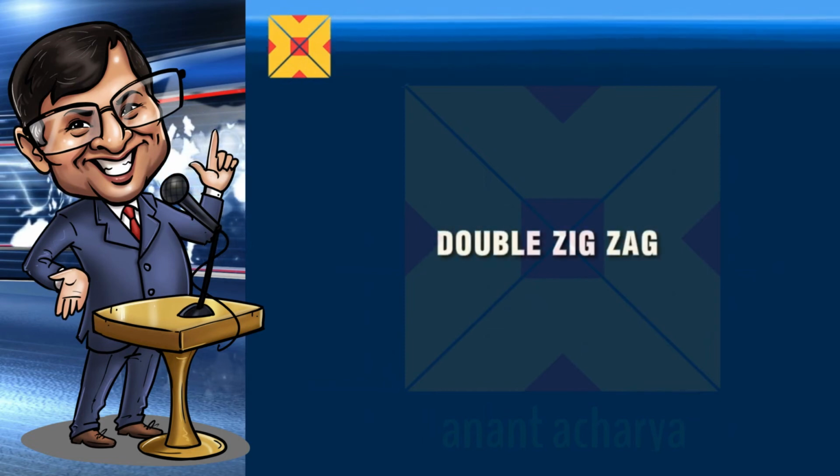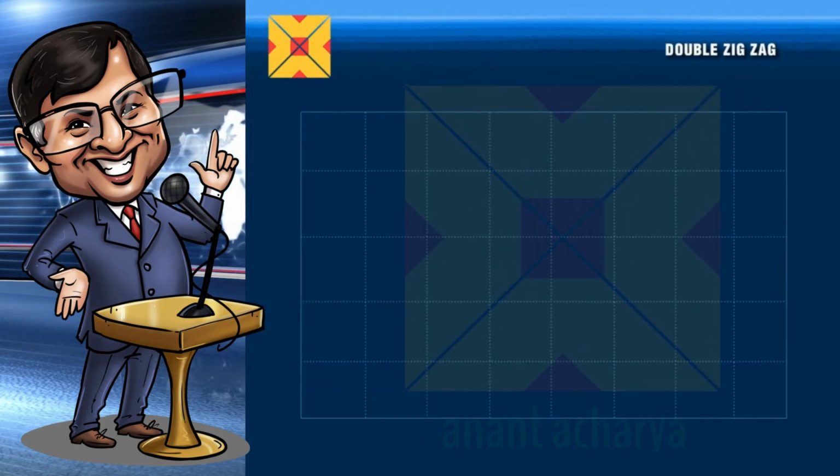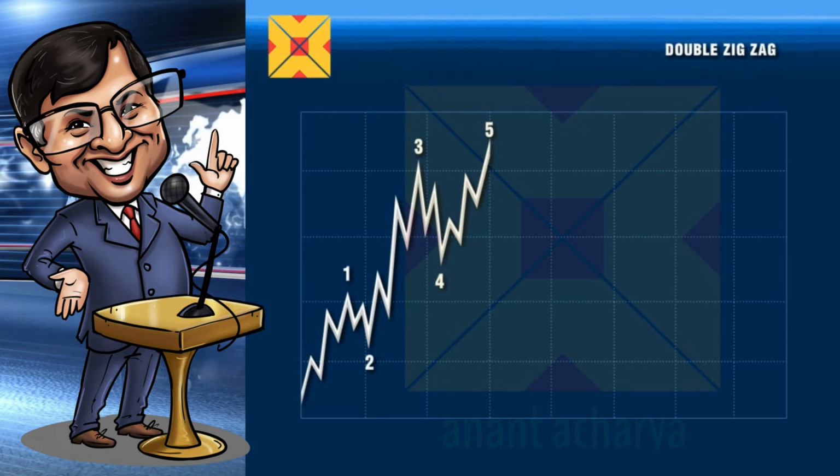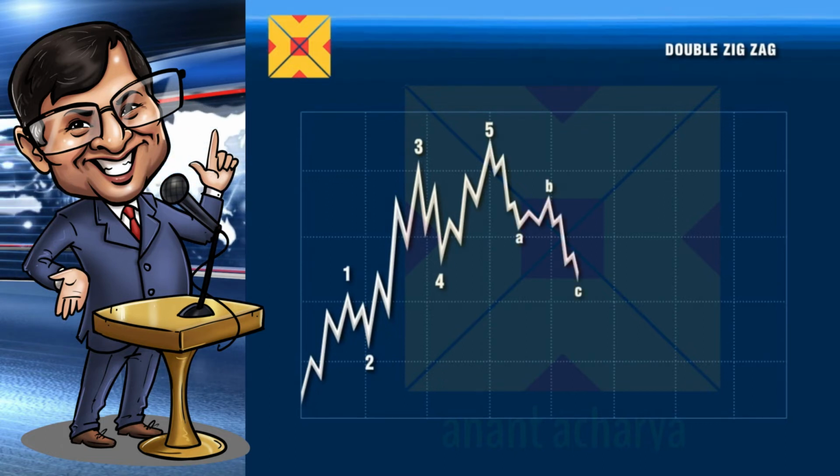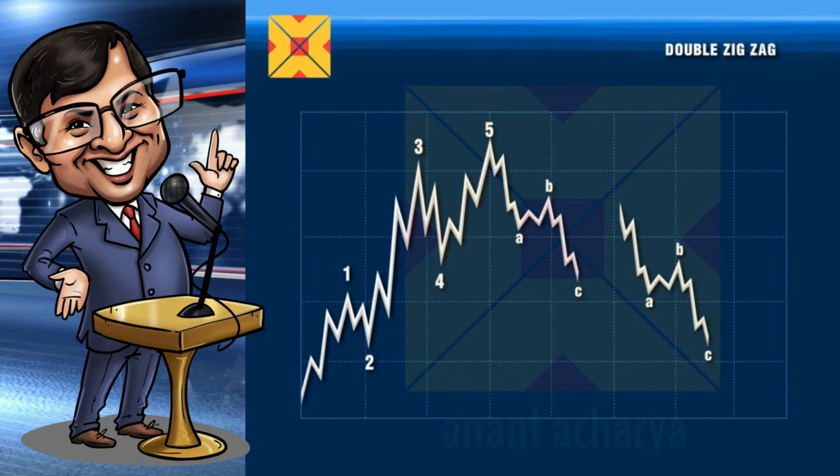Double zigzag. Quite often, the retracement effected by the zigzag is insufficient to reflect the full normal retracement required by the market. In such cases, the first zigzag adds or strings another zigzag to itself.